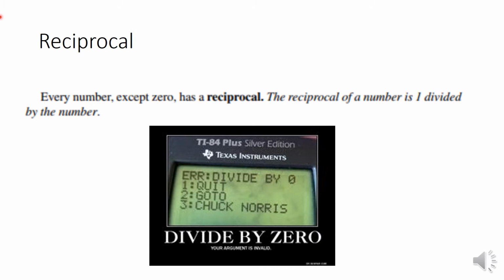Some more vocabulary, a big word called reciprocal. Every number except 0 has a reciprocal, and the definition is the reciprocal of a number is 1 divided by that number. You might ask what happens with 0. Well, your calculator will give you an error result because you can't divide by 0.